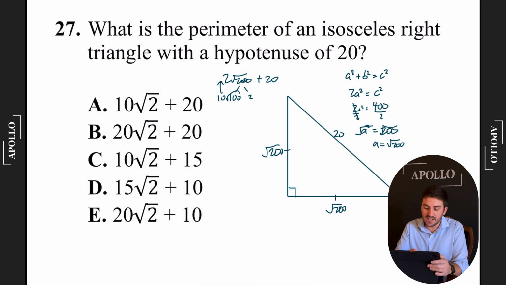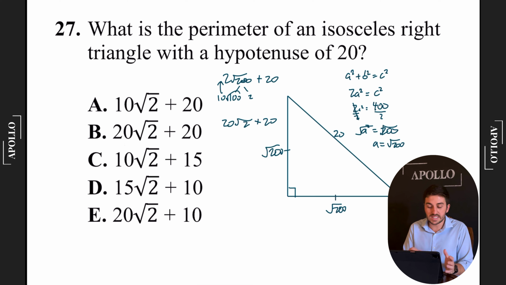So now, instead of being 2 times the square root of 200, it's going to be 20, because 2 times 10, times the square root of 2, because 2 is staying in there. We're just pulling out the perfect square and leaving in the rest. So 20 times the square root of 2 plus 20. That'll be our final answer, which is answer choice B.